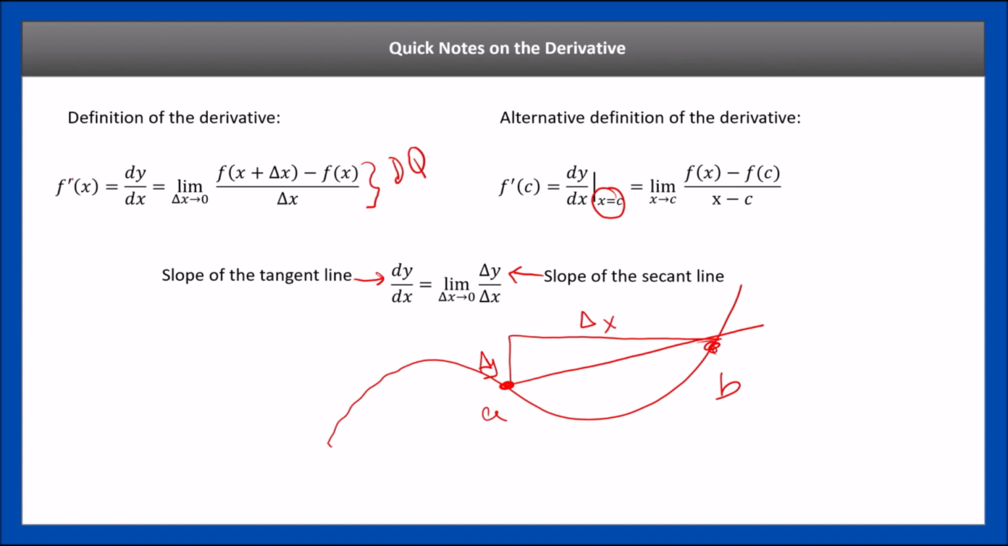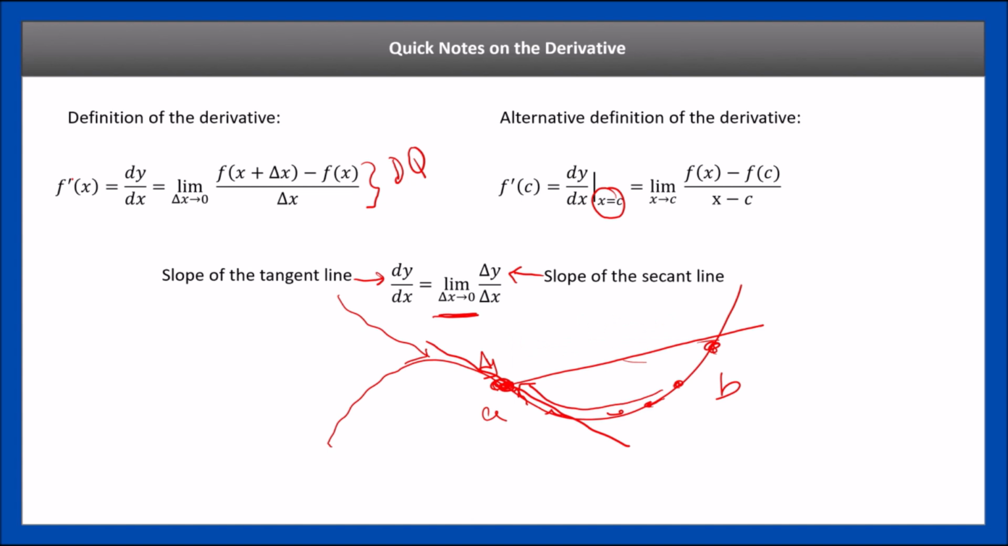Now, if I take the limit as the change in x approaches 0, that makes this smaller and smaller. The only way for that to happen is for this point right here to get closer and closer until it goes to this point right here. And then you can get the slope of the tangent line, right? That's not a very good tangent line, but you get the idea. The slope of this tangent line right there is the derivative.